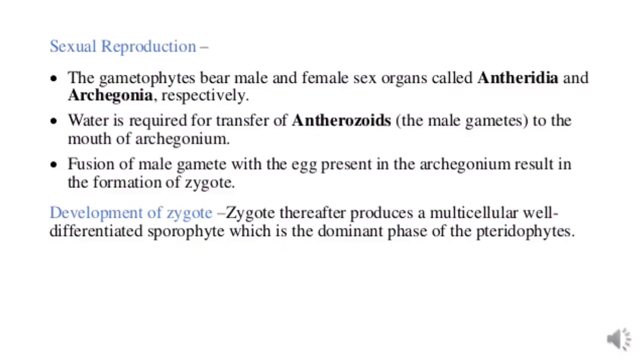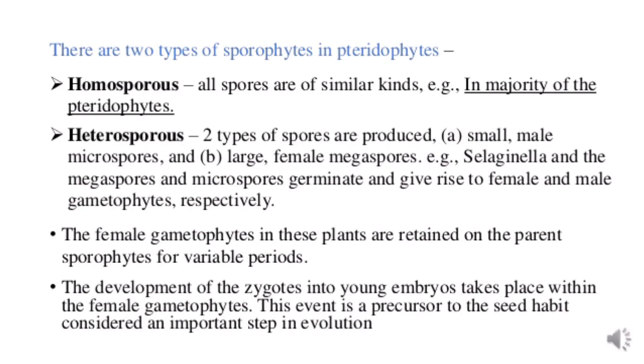Development of zygote. The zygote thereafter produces a multicellular, well-differentiated sporophyte, which is the dominant phase of the pteridophyte. There are two types of sporophytes in pteridophytes. Homosporous: all spores are of similar kinds.